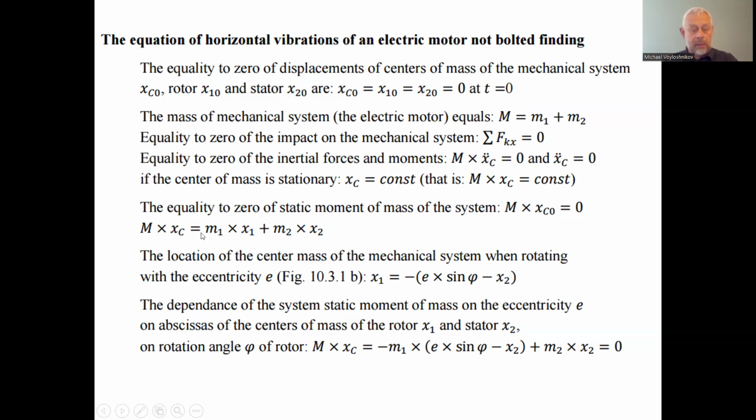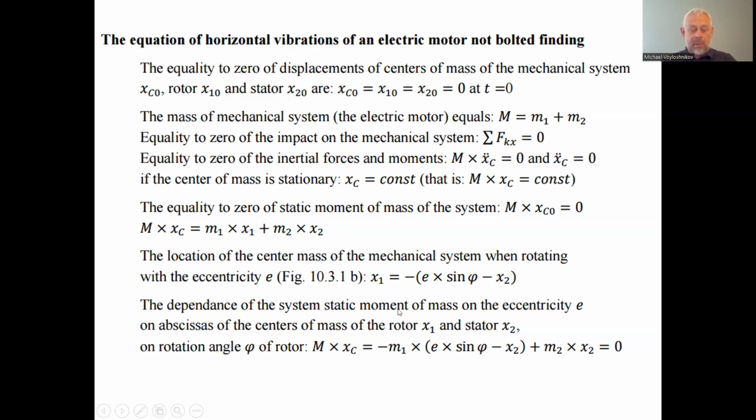So the static moment of mass of the system is equal to zero. The static moment has to be equal to zero. And what is the static moment? Originally we have no external forces applied to the mechanical system, and it does not move. Then the static moment, the mass of the mechanical system multiplied by the abscissa of its center of the mass, equals the mass of the rotor by the abscissa of the center of the mass of the rotor, plus the mass of the stator by the abscissa of the center of mass of the stator.